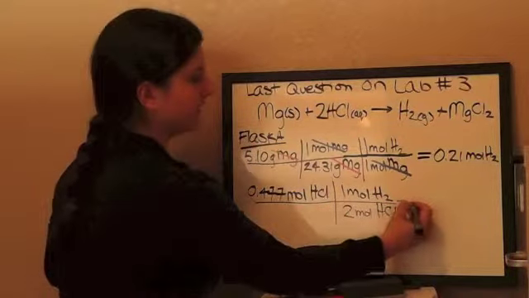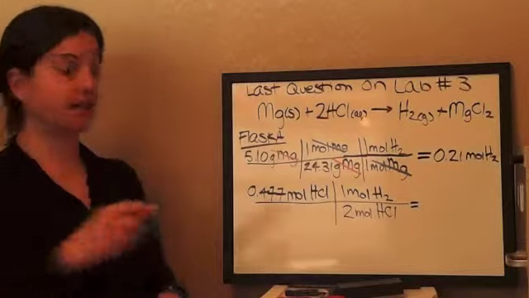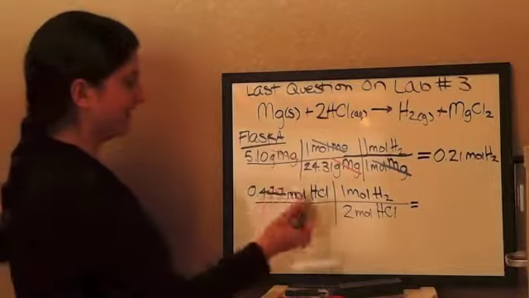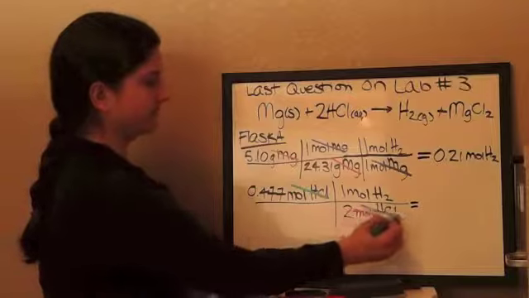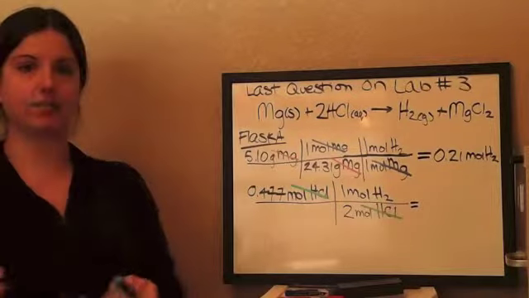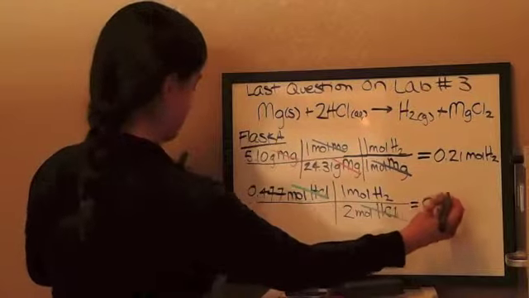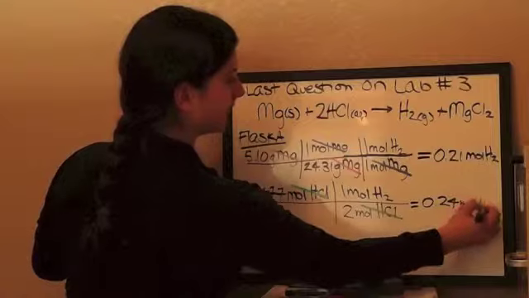What you can see here is that the moles of hydrochloric acid are going to cancel on the top and the bottom, because remember, you multiply if it's on the top, you divide if it's on the bottom. So we cross out the moles of hydrochloric acid, and we're left with moles of hydrogen gas on the top. If you work this out, it's 0.24 moles of hydrogen gas.